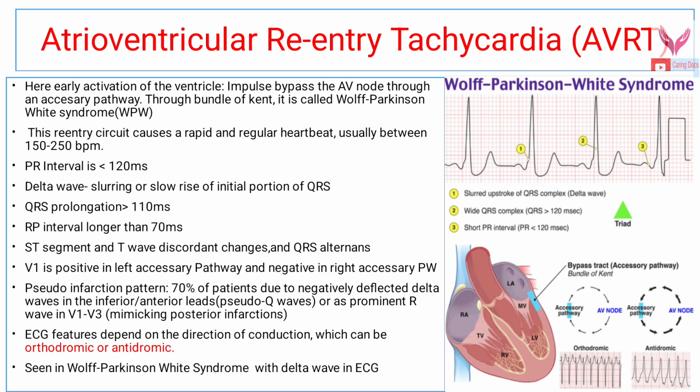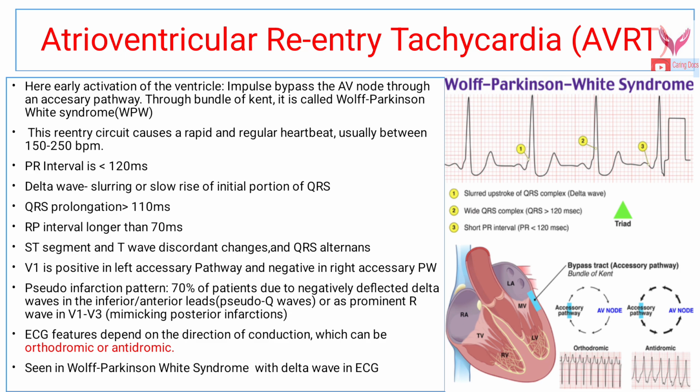Delta waves occur, which is a slurring or slow rise of the initial portion of the QRS complexes. It is called the delta wave. The QRS prolongation is more than 110 milliseconds. The RP interval is longer than 70 milliseconds. ST segment and T wave discordant changes and QRS alternans can be seen. V1 is positive in left accessory pathway and negative in the right accessory pathway.